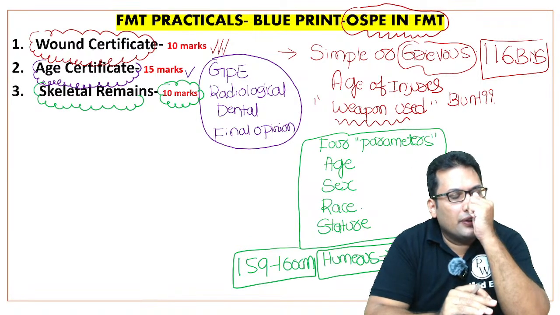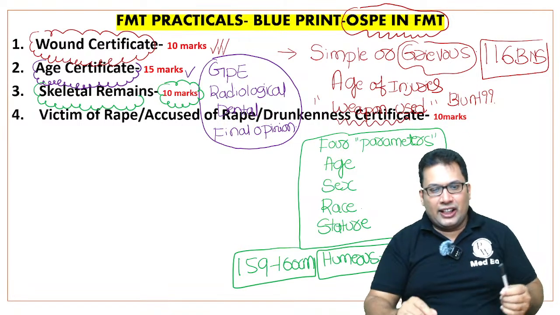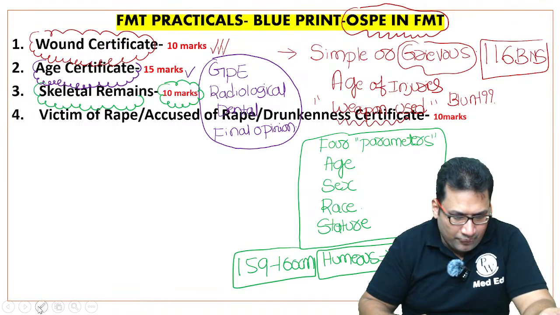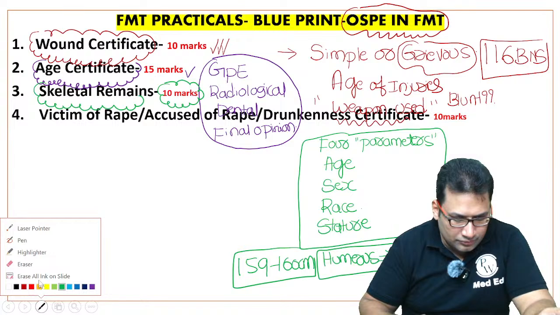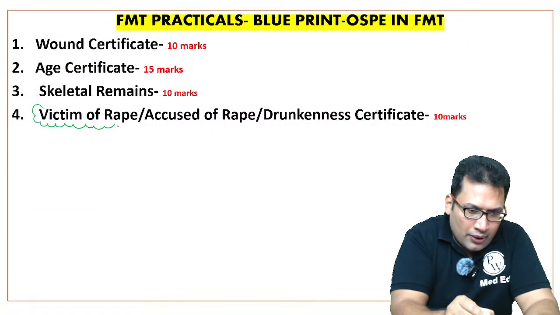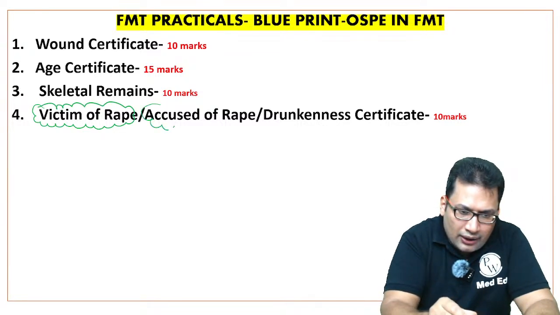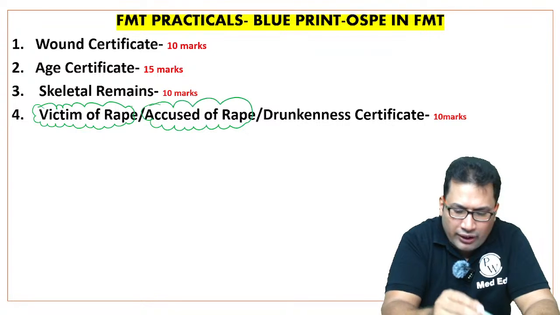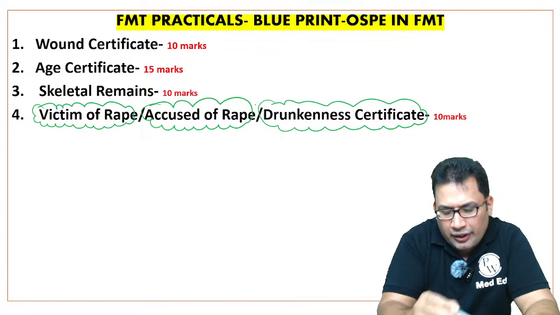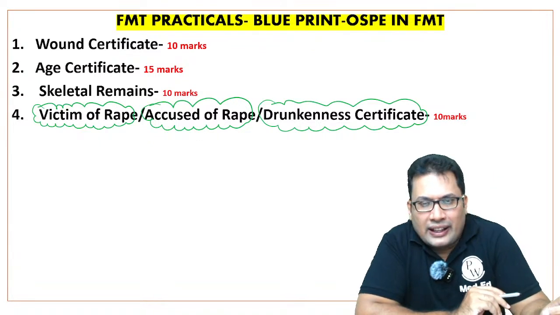Chalo, next comes victim of rape. Okay, victim of rape or accused of rape or drunkenness certificate. The fourth certificate is the victim of rape. Either it can be victim of rape or sometimes they can ask about accused of rape or drunkenness certificate. So, any of these three can be a 10 mark exercise.